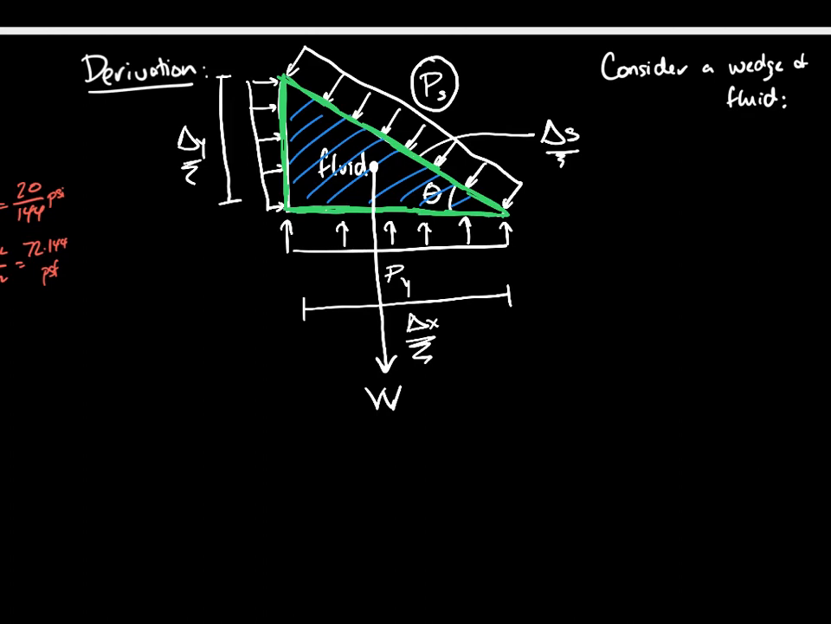S usually means streamline, but in this case it'll mean just the slanted or the sloped line. We've got Py, which is the pressure in the y direction, and then we've got a Px right here. Those three pressures represent the effect of the fluid outside on this wedge.